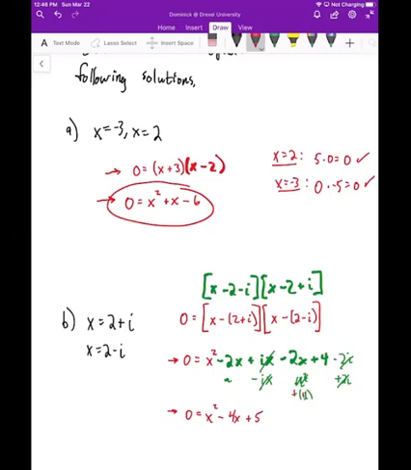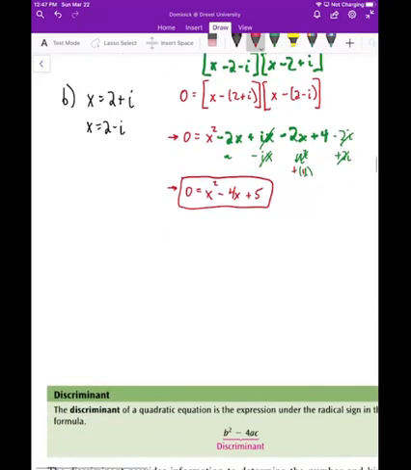Okay, so that is the equation that will have these two as solutions. So that's sort of an interesting type of problem here.